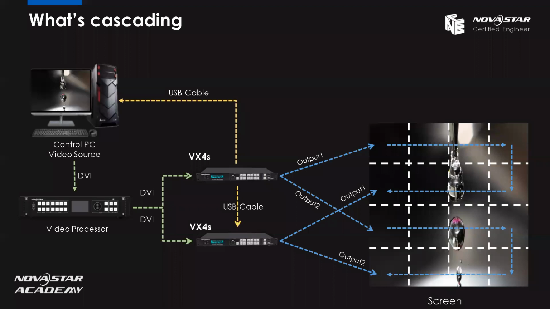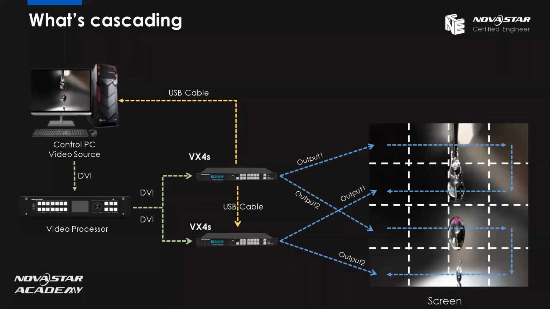So we have the control PC on the top left part, and a video processor to process the video source coming from the control PC. And then because this screen maybe is a big screen, we are using 2 pieces of the VX4S because one is not enough. The loading capacity we talked about last week. So maybe the screen is too big for one processor, so we have 2 VX4Ss. And the video processor provides 2 DVI signals to the VX4S.